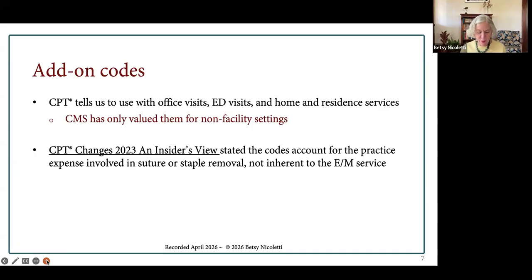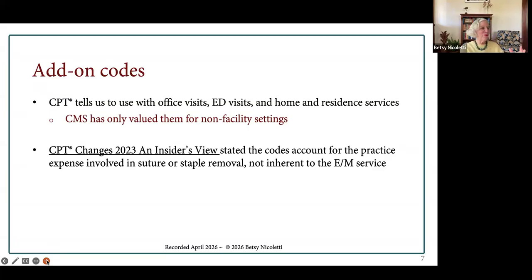CPT tells us we can add them on to office visits, ED visits, and home and residence services. But remember, they're only valued for non-facility settings, which makes sense. If for some reason you went back to the ED to have some sutures removed and it wasn't the same group that had put them in, you were traveling and you had those sutures placed in Massachusetts, and now you're back in Missouri and having them removed, but you went to the ED for that, the ED physician could bill an ED visit, but could not add those add-on codes because those add-on codes are for the practice expense, not inherent to part of the E&M.